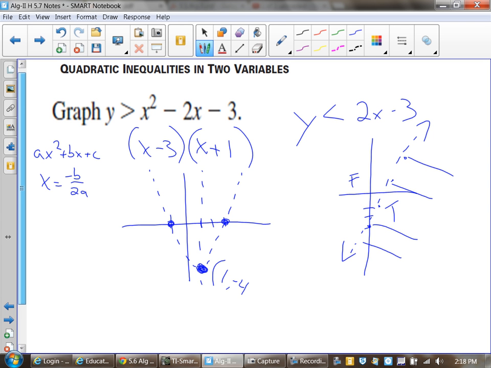So now we've gone and graphed our rough graph. What point doesn't this go through? 0. It doesn't go through the origin, does it? 0. All right.